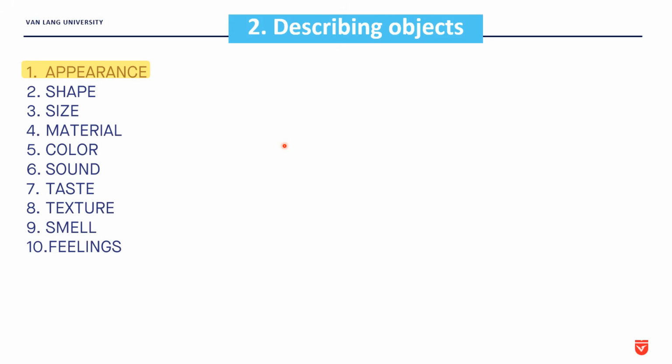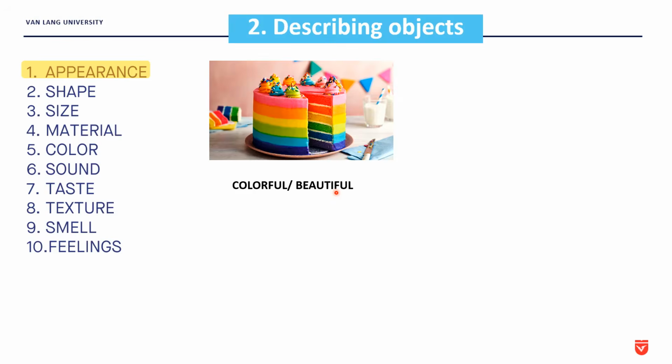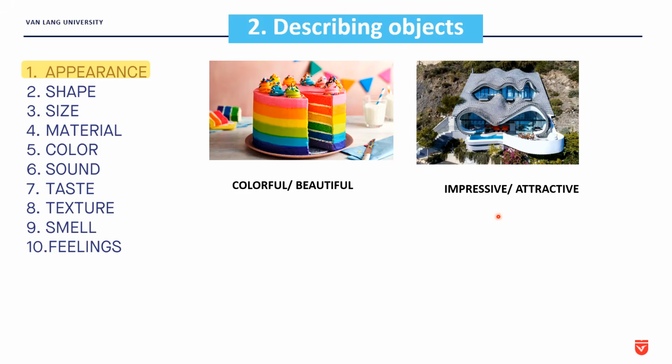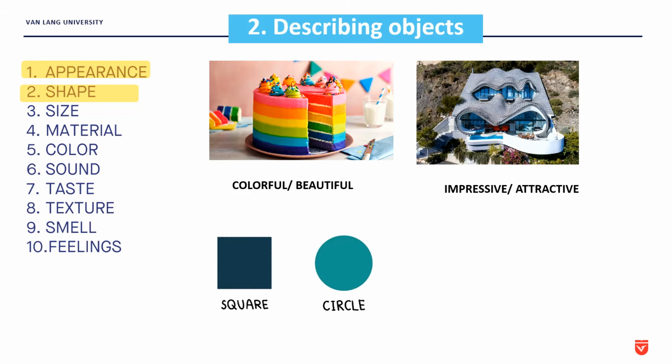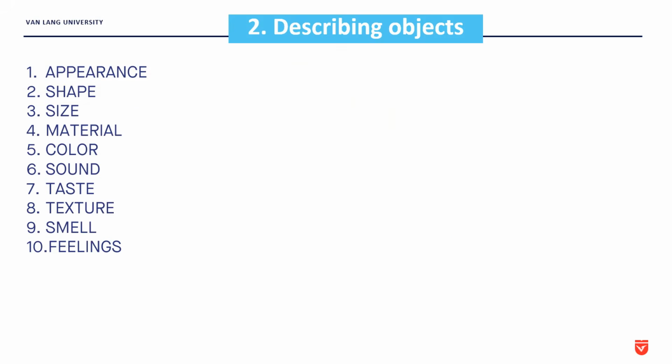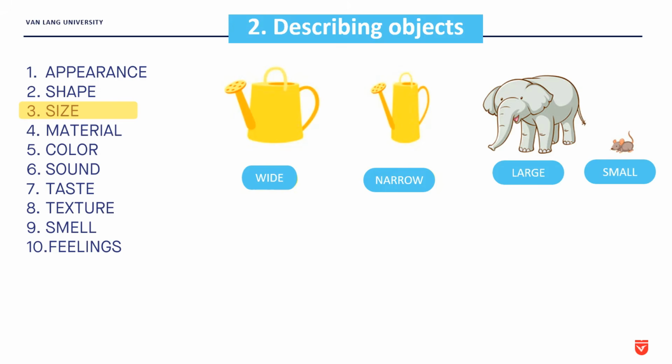There are 10 aspects that you can consider when describing something. Let's learn some words related to each of them. Let's get started with the first aspect, appearance. Colorful, beautiful, impressive, attractive. How about shape? We have square, circle, oval, rectangle. Size: wide, narrow, large, small.